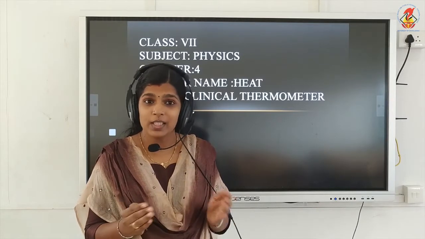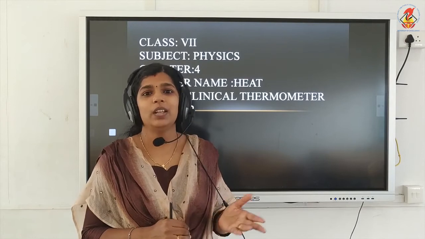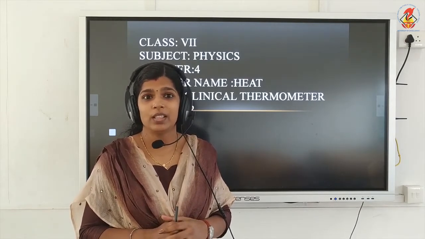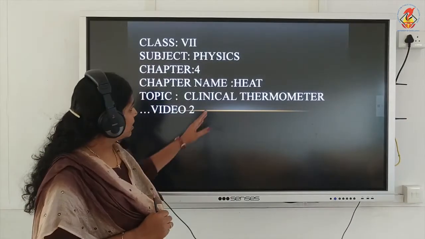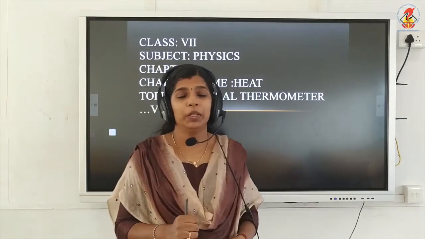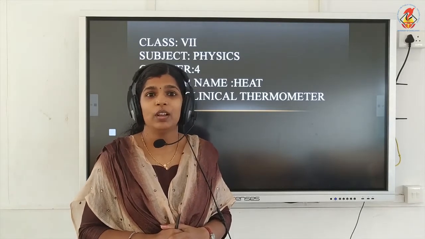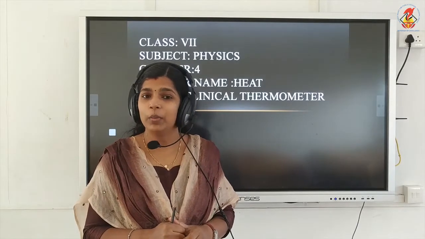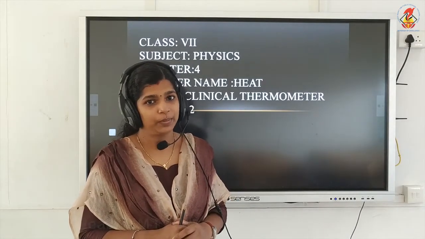Then in the Celsius scale our body temperature is about 37 degrees Celsius. Okay. So it's a clinical thermometer. A clinical thermometer means the thermometer which is used to measure our body temperature.